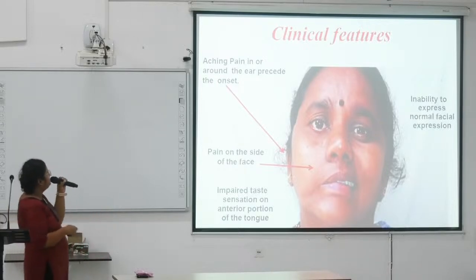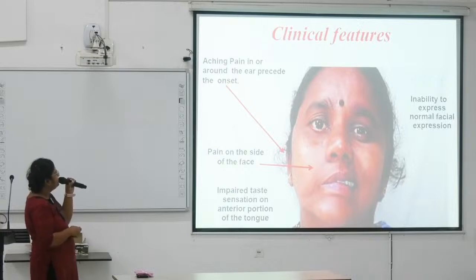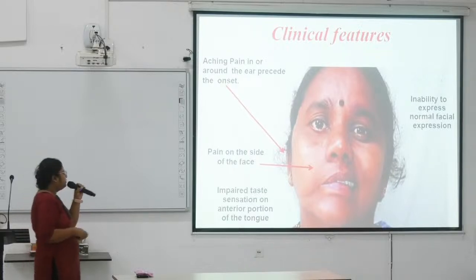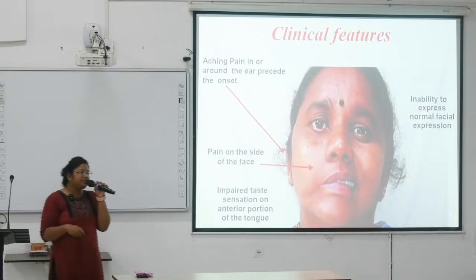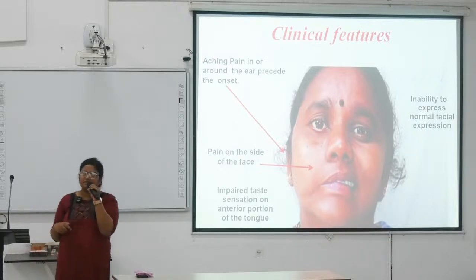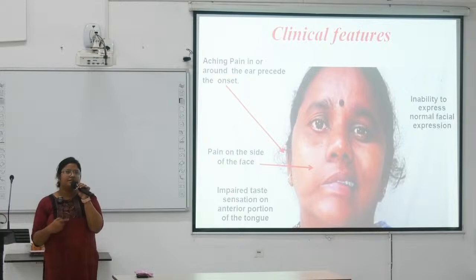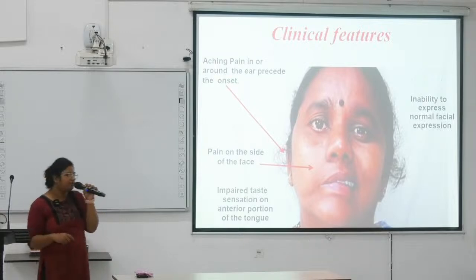So what will be the symptoms? There may be aching pain in or around the ear preceding the onset. Okay, near the ear there will be pain. Inability to express normal facial expressions, pain on the side of the face, and impaired taste sensation on the anterior portion of the tongue. Okay, on the anterior portion of the tongue, taste sensation is carried by the chorda tympani nerve. The chorda tympani nerve is a branch of the facial nerve. That is also involved. Okay.